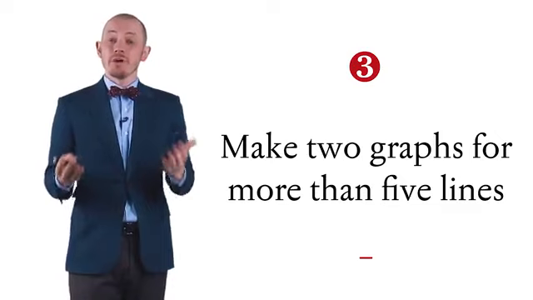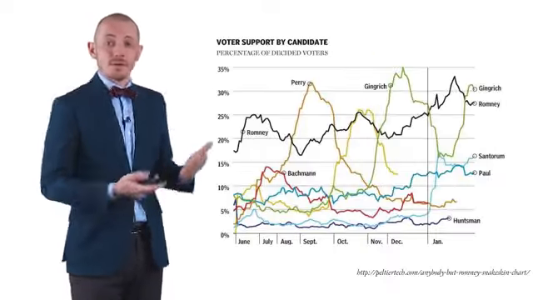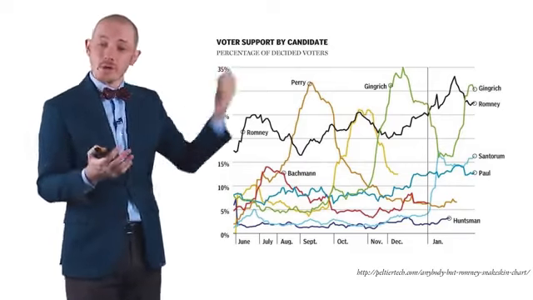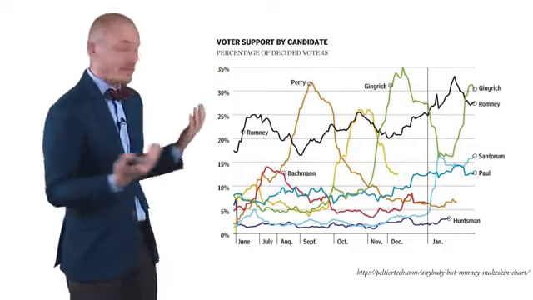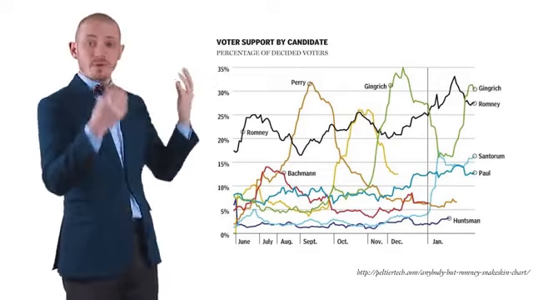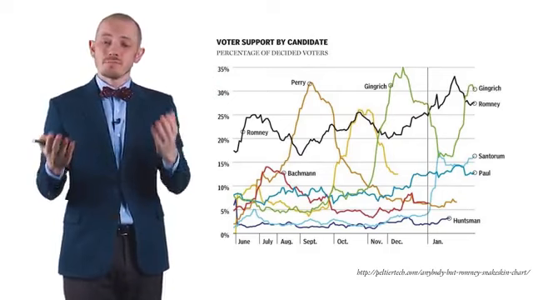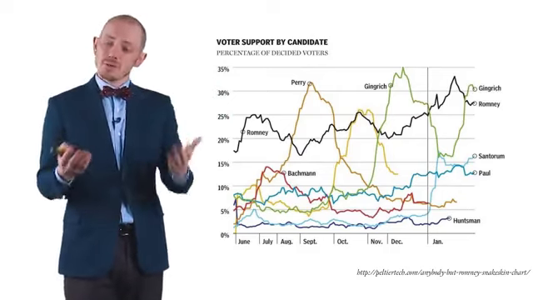And finally, if you have more than 5 lines, you would probably need 2 graphs. Now, I really appreciate the effort. Whoever designed this chart really tried to make it readable, but I think it's ultimately a failure. It does take a lot of time to understand what's going on here. So if you have more than 5 data points, more than 5 lines, it will be a mess. You need to do something about it.